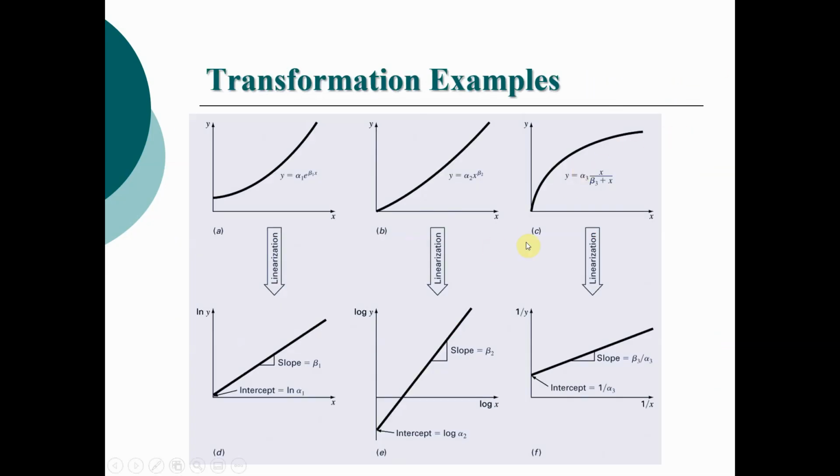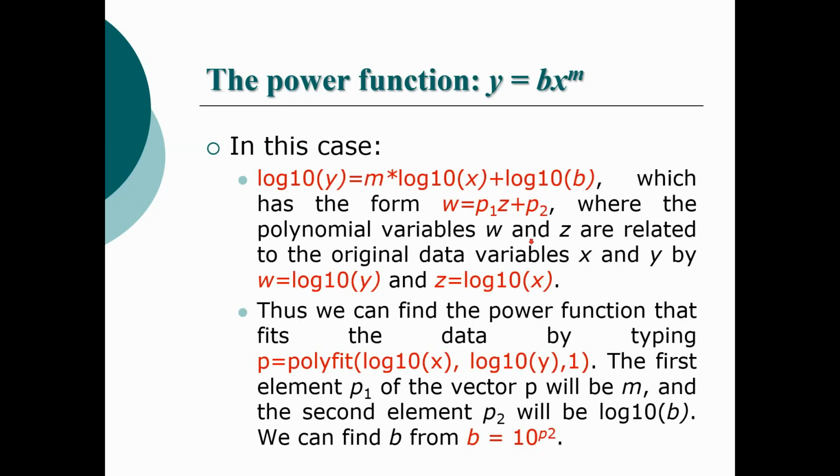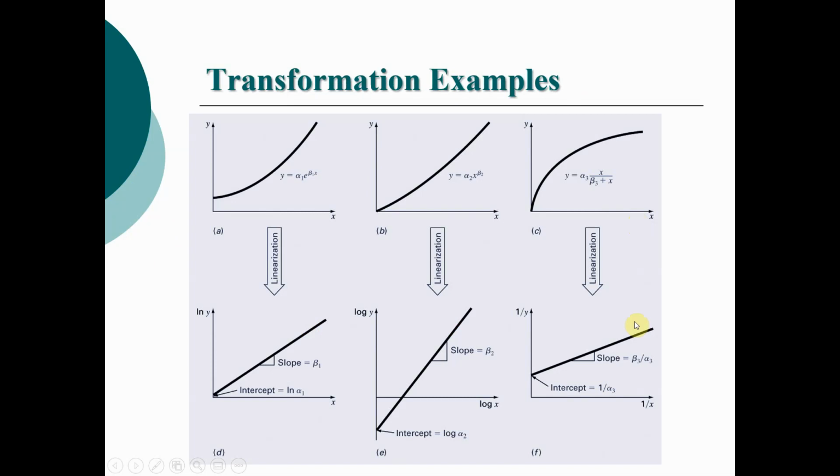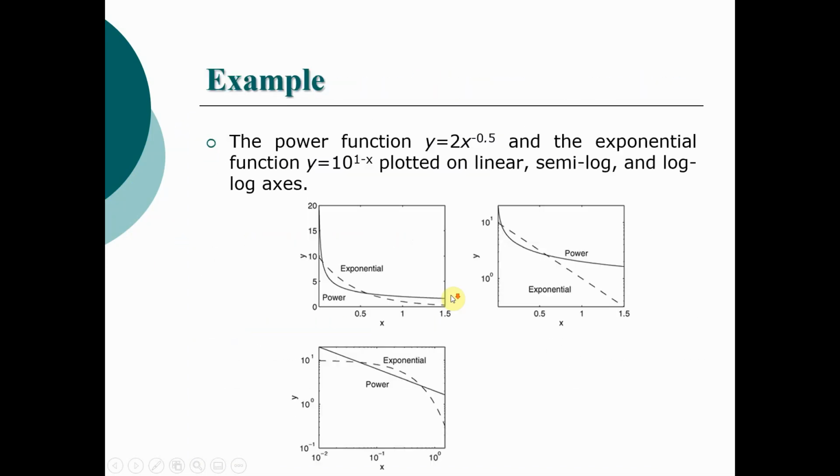The only difference is that your change of variables is going to be like you call 1 over Y, W, and 1 over X, Z, right? So again, you apply polyfit on 1 over X and 1 over Y, and then find the coefficients, and based on that you can find the actual coefficients, like here alpha 3 and beta 3 that you were looking for.